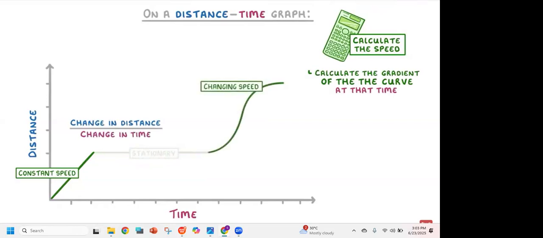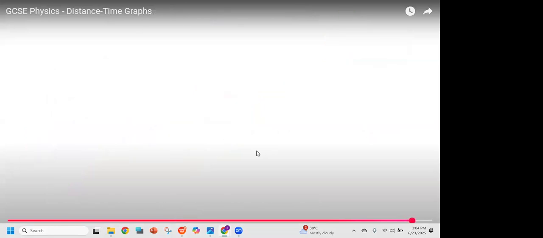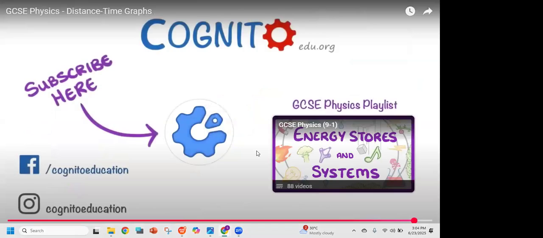If the point lies on a curve though, like this one does, you need to draw a tangent to the curve at that point, and then calculate the gradient of that tangent. Okay, so that is all about distance time.